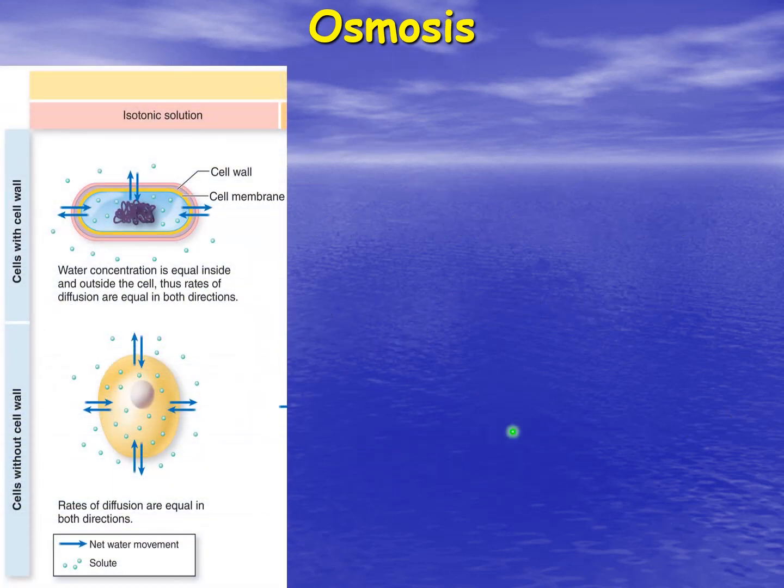So in an isotonic solution, both a prokaryotic and eukaryotic cell without the cell wall are going to be just fine because, again, water is already equal on both sides because the solute concentration is equal on both sides. So no net movement. For every molecule of water that moves out, one's going to move back in. That will maintain that equilibrium.